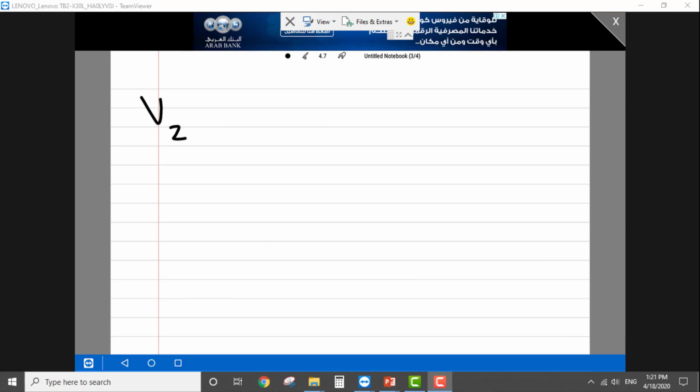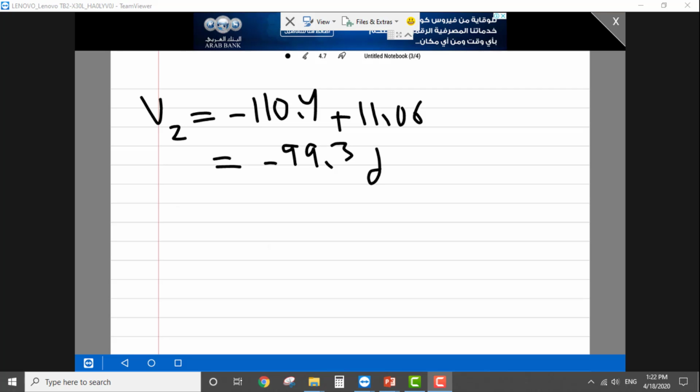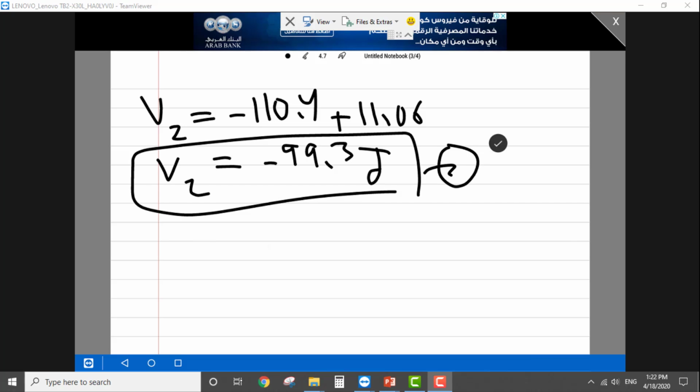So V2 total, which is minus 110.4 plus 11.06, I think. Then the answer is minus 99.3 joule. So this is V2, and I will name this equation 2. Now I will substitute equations 1 and 2 in the conservation of energy, where T1 plus V1 equals T2 plus V2.